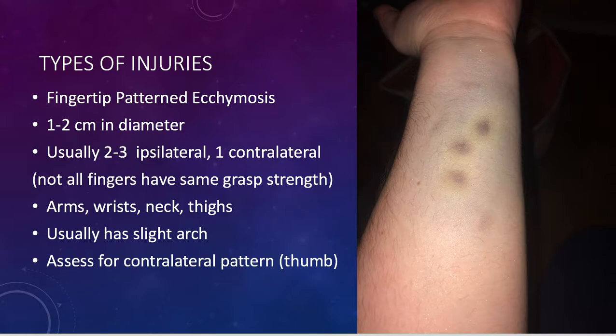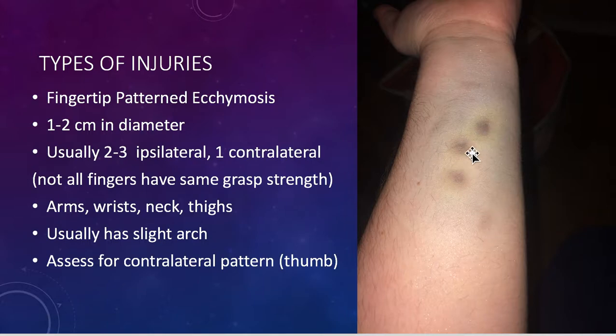They are usually 1 to 2 centimeters in diameter. And one of the things that is really hallmark for fingertip bruising is there's usually 2 or 3, as I mentioned earlier in this lecture about strangulation. Usually there's 2 or 3 ipsilateral and 1 contralateral. What I mean by that is there's 2 or 3 usually, and remember, not all of your fingers will grasp something with the same strength.